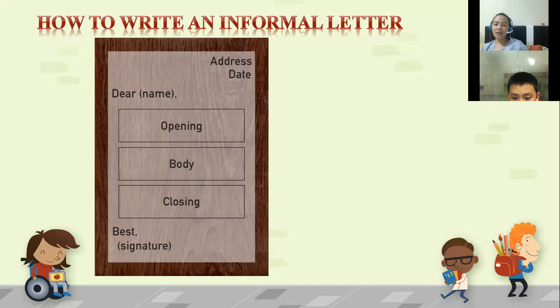The formal letter is dear Mr. Nguyen. So there is a Mr., there's a respect, or dear sir. So that's the formal, and of course the opening, hi. So there's a difference between informal and formal letters, and then the body. When you are going to write an informal letter, the body should be like you're just talking to him, just as you are talking to him in front of you. So that's the informal letter.